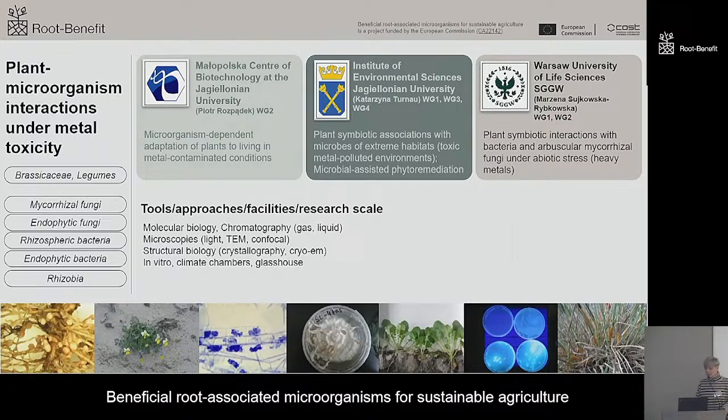Katarzyna Turner's group, also from Jagiellonian University, is focused on plant symbiotic association with microbes, both mycorrhizal and endophytic fungi, as well as rhizospheric and endophytic bacteria in extreme habitats, including toxic metal-polluted environments. She's also interested in microbial-assisted phytoremediation.